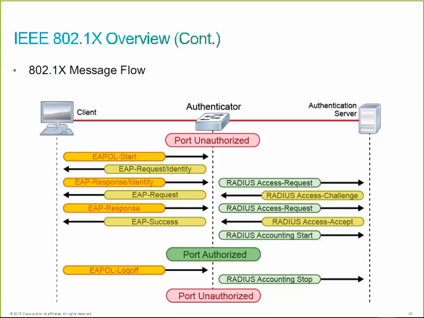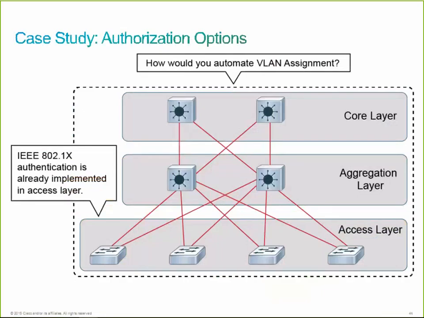All right? Now remember, authentication is simply the process of identifying who you are, right? It's not necessarily authorization. So the next step that has to occur is authorization. What VLAN do you belong to? What downloadable ACLs am I going to apply to the interface to protect network traffic flows, and so on?